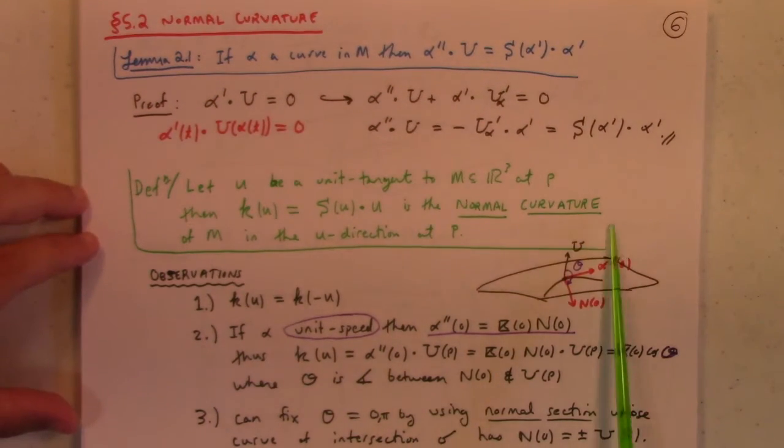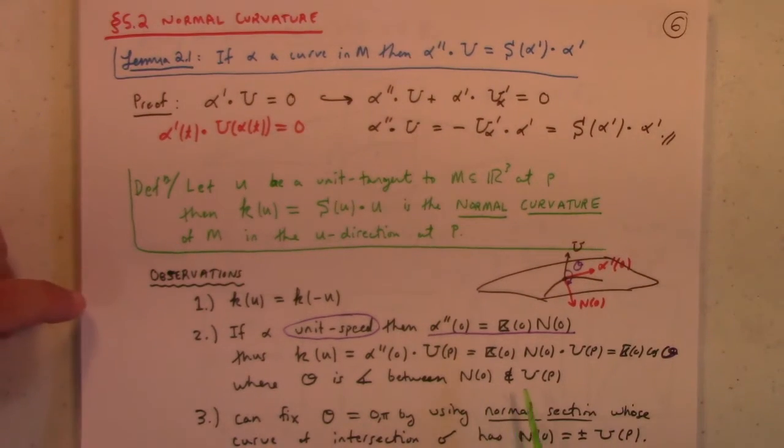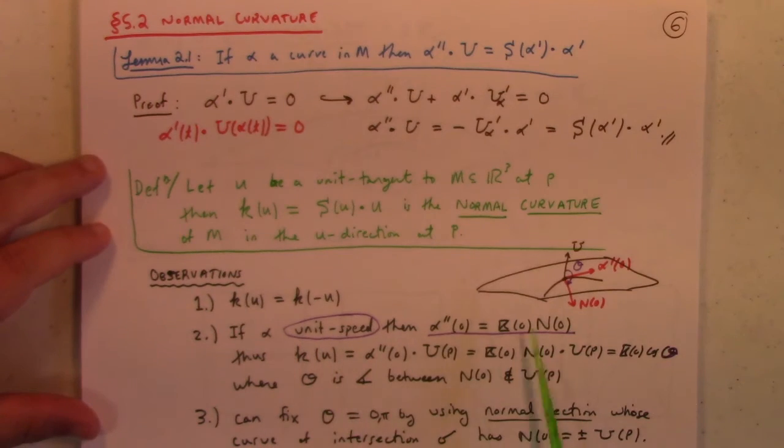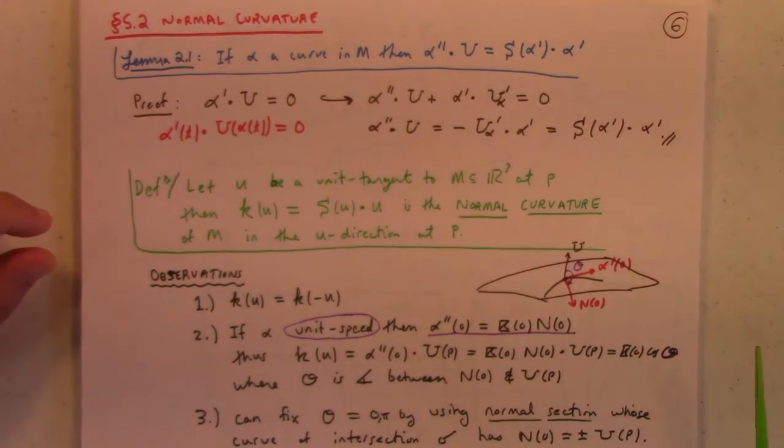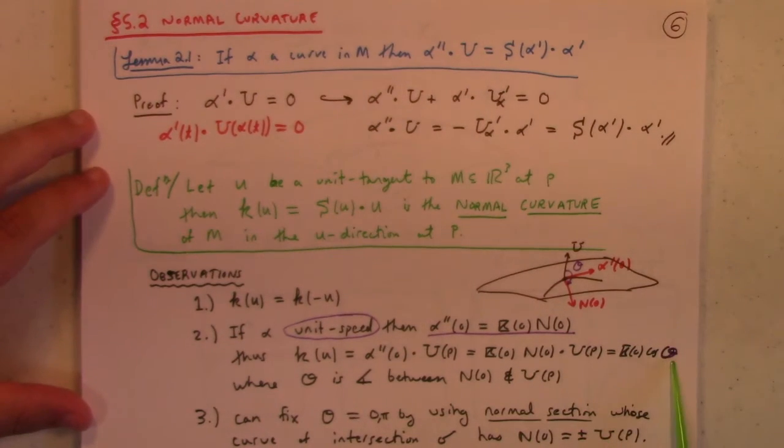Now, the terminology normal curvature is at the moment a little bit mysterious, but that's explained by observations 2 and 3. If we take a unit speed curve, then the Frenet normal times the curvature at 0 is equal to the acceleration at 0. That's the Frenet-Serret equations. So the normal curvature is given by the Frenet curvature times the Frenet normal dotted with the unit normal to the surface. Two different normals. Anyway, to get rid of this pesky cosine theta term, we can insist that we're looking at a curve which takes either plus or minus u as its Frenet normal.